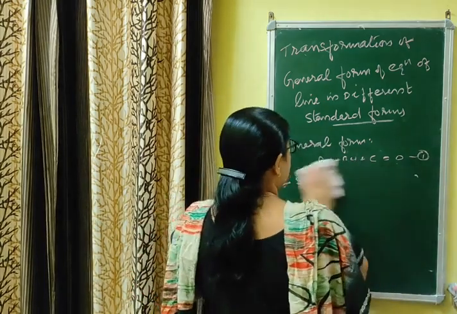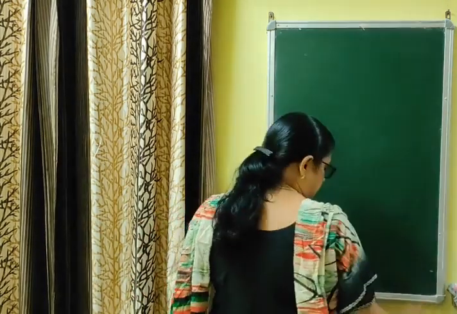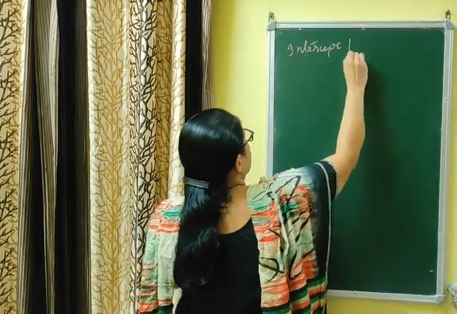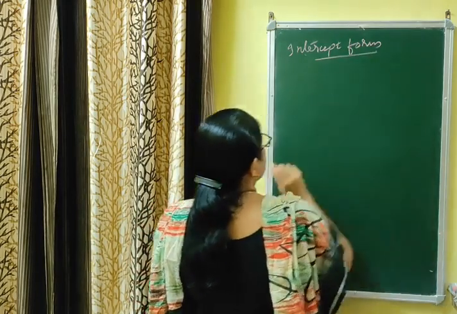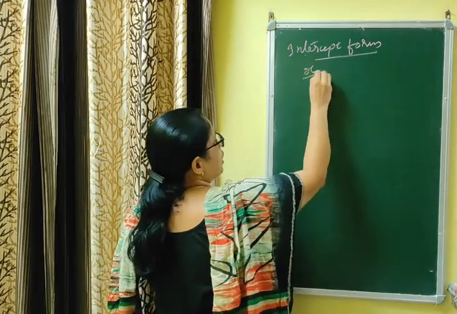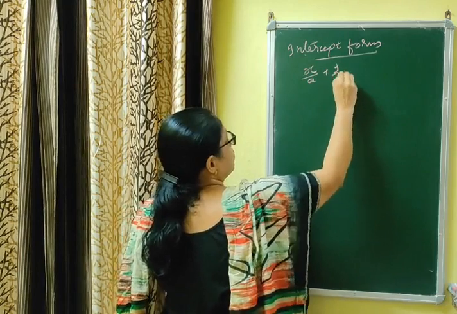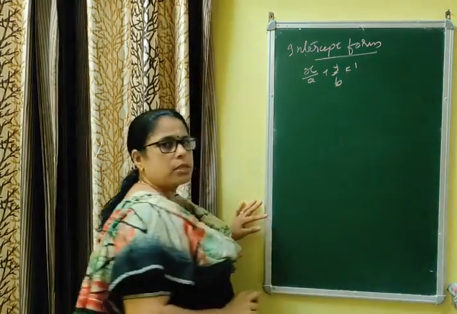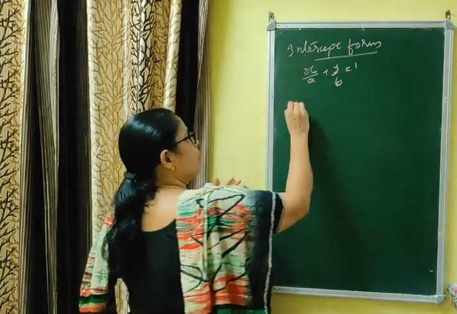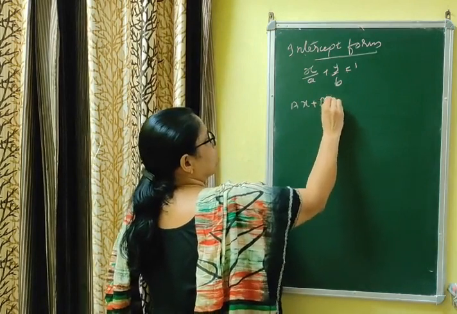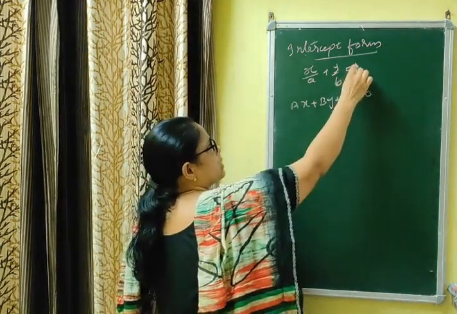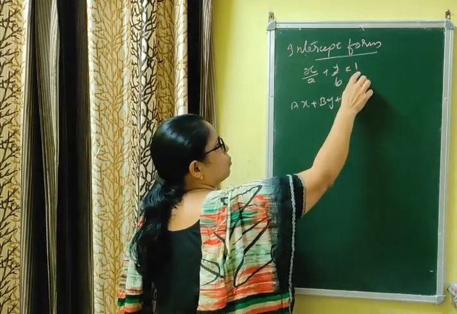Now, what is the second case? The second form of the equation of a line is the intercept form. How can we change it into intercept form? First of all, we know the intercept form of the equation of a line is x by a plus y by b equal to 1. We have to convert the general form ax plus by plus c equal to 0 into intercept form. That means on the right side we have to bring 1.